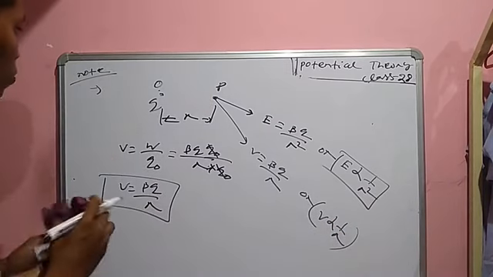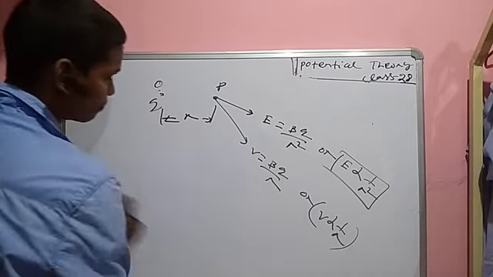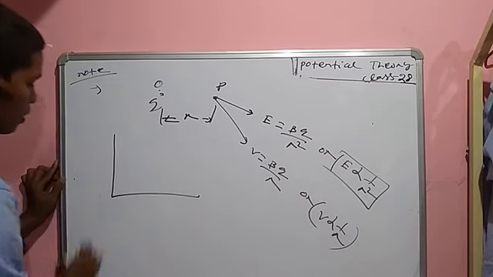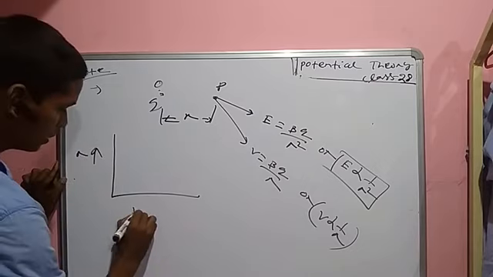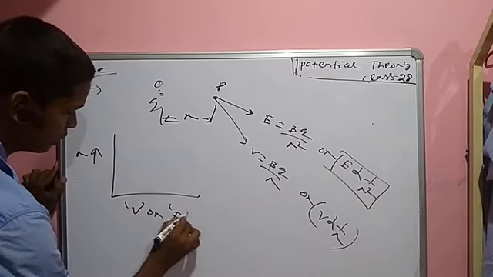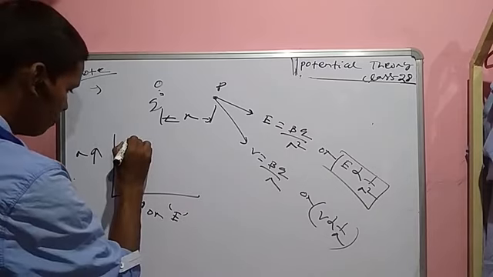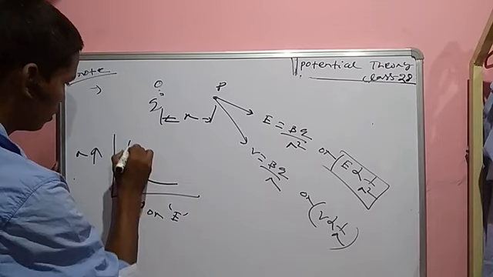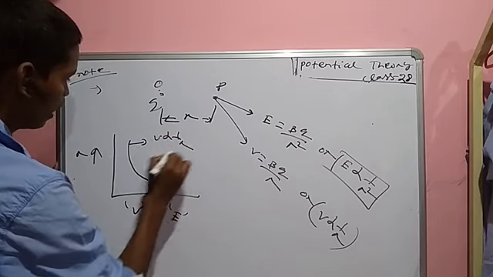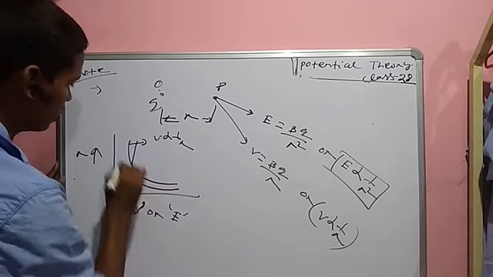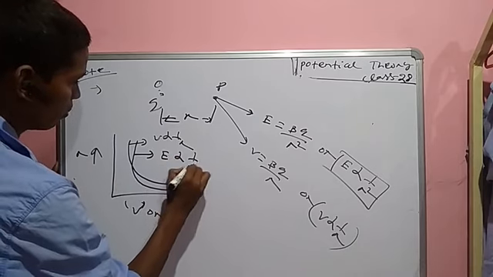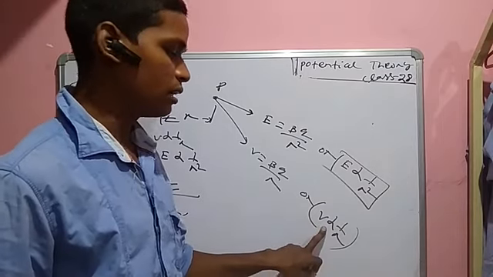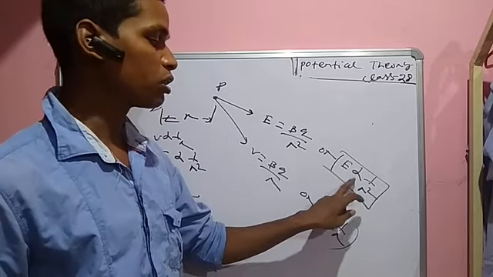That means here we can draw, R is the distance here, and V or E. This is V proportional to 1 by R, but here E is proportional to 1 by R square. Yes or no? V is inversely proportional to 1 by R, E is inversely proportional to 1 by R square.